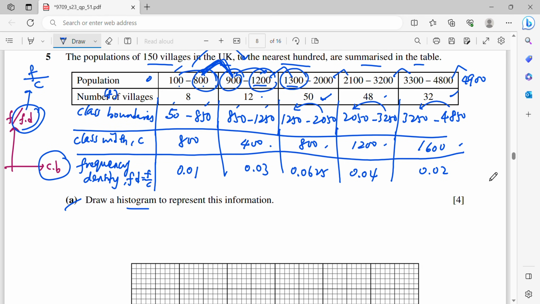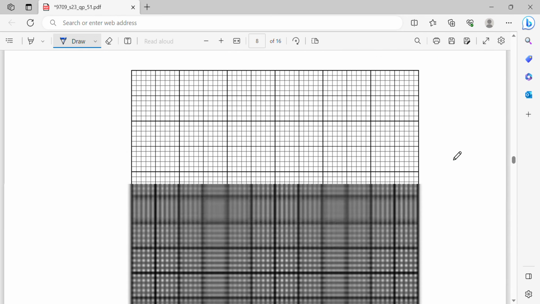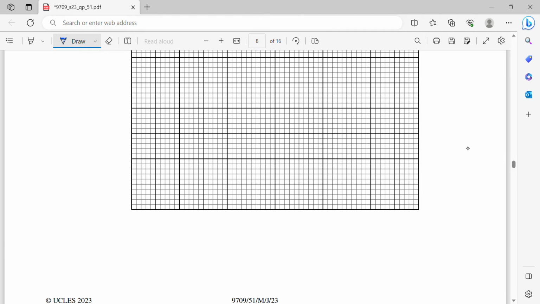Okay, so we need all this information before we start drawing the histogram. So now remember, our horizontal axis is class boundaries. Means that now I need to label 50 until 4850. Okay, so now look at the horizontal axis here. Right? So 1, 2, 3, 4, 5, 6.